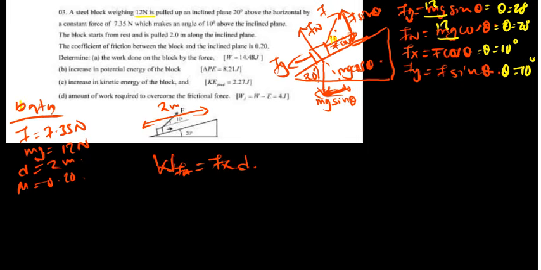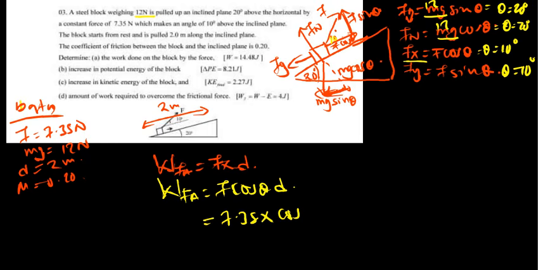So what is our Fx according to the information we have here? The Fx is F cos theta. So the work done by the applied force is equal to F cos theta times the displacement. Let's plug in the values. The force is 7.35 times cos 20 degrees times the displacement 2. Find the answer. What's the answer?